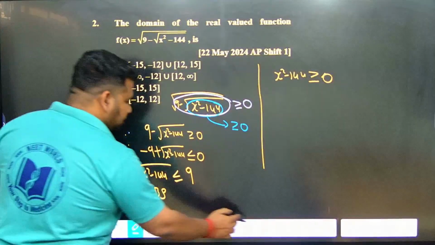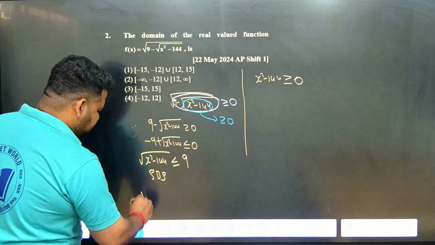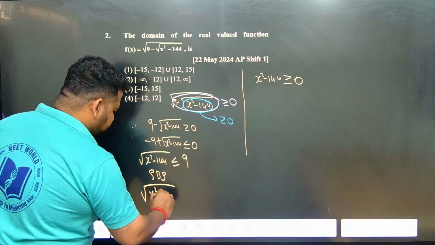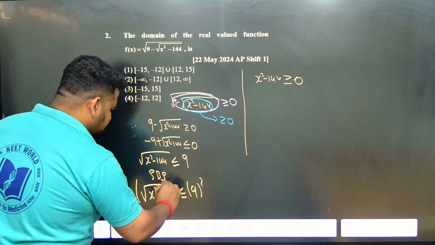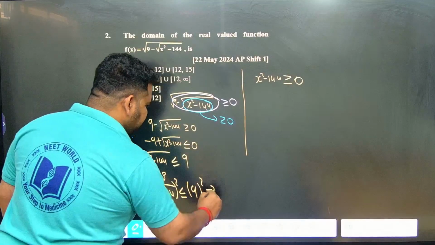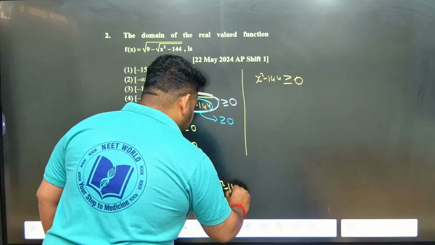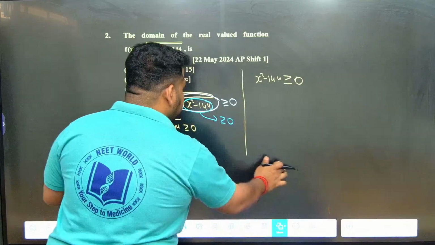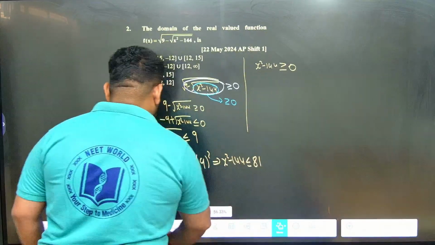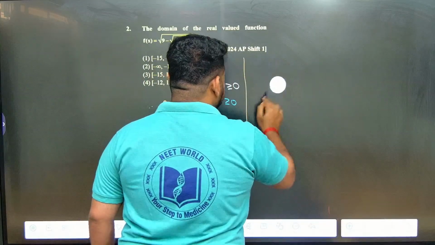If I square on both sides, observe carefully, I will have the square root of x square minus 144 is less than or equal to 9, this entire thing squared. So this implies x square minus 144 is less than or equal to 81. Let me do this later.